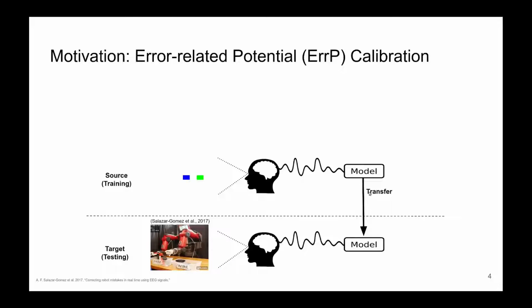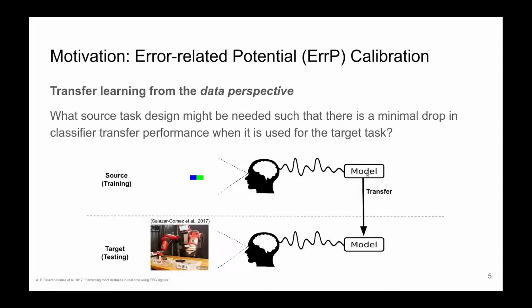Now, that performance drop can vary, but one thing we'd like to do is overcome this performance drop. Typically in normal machine learning, we look at this at the algorithm level or the model level. How can we make better algorithms for transfer learning? However, there's an alternate perspective, and that's looking at transfer learning from the data perspective. This is basically just saying, given some specific source task design, how can we elicit a minimal drop in classification transfer to the target task?